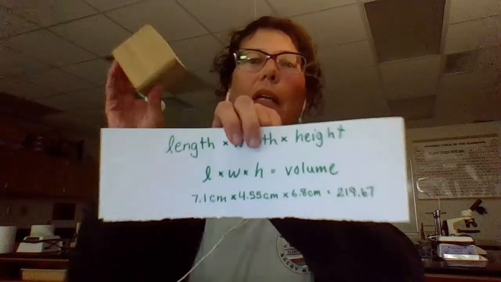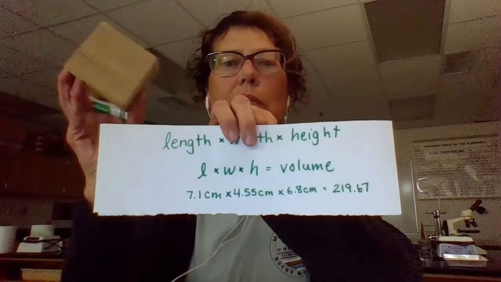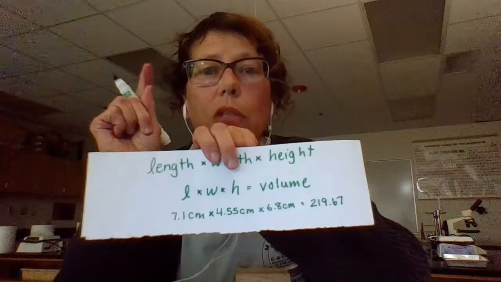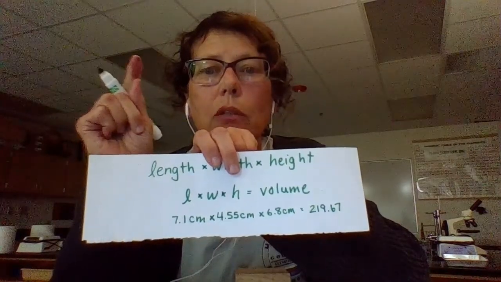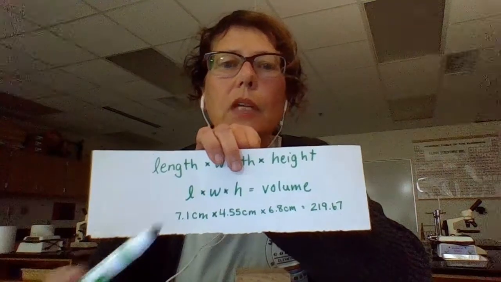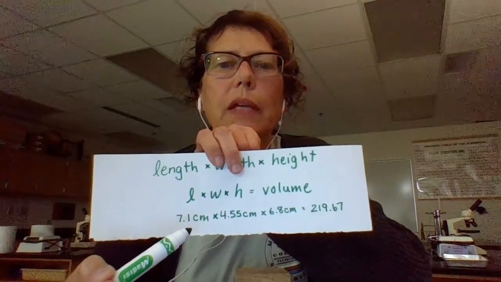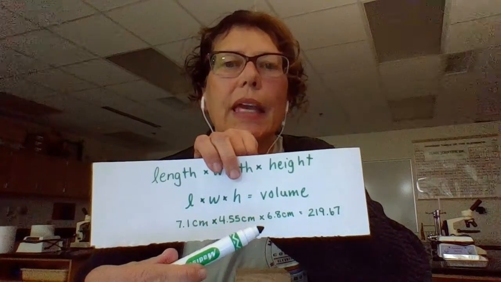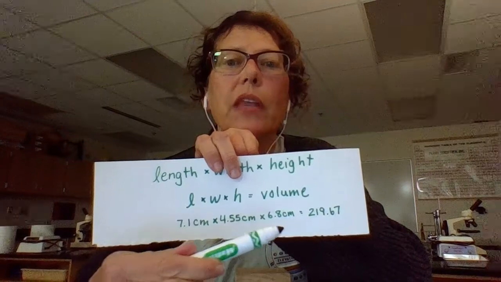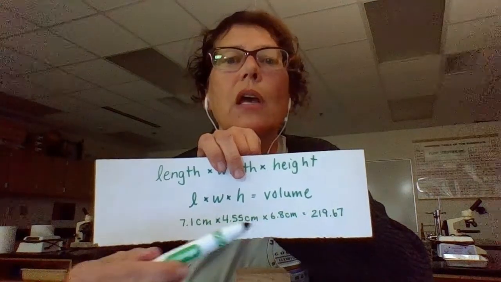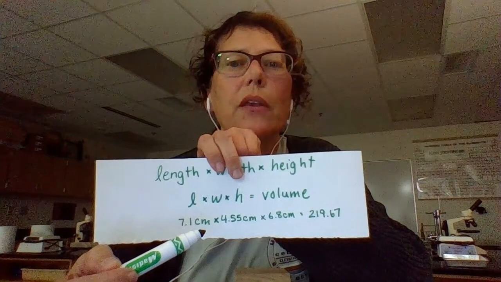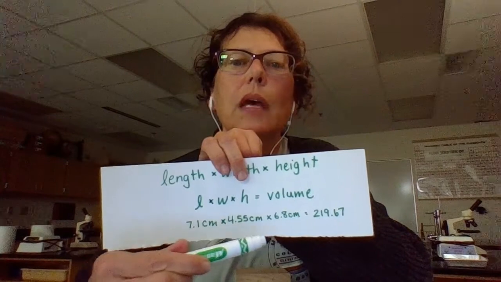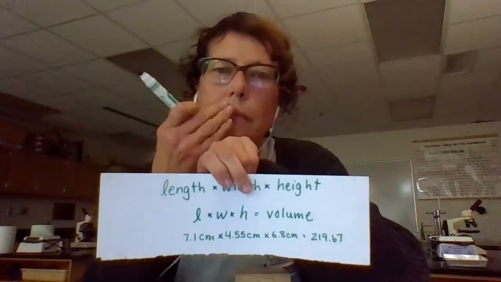Like for a tiny little block like this. Who knew it had 219.67 centimeters inside this block? But it does. We're not done though, because we have to have units. Here's where students get mixed up. See, in this equation, we multiplied 7.1 times 4.55 times 6.8. We multiplied all the numbers together and got 219.67. We also have to multiply the units together. So what do you think centimeters times centimeters times centimeters is?